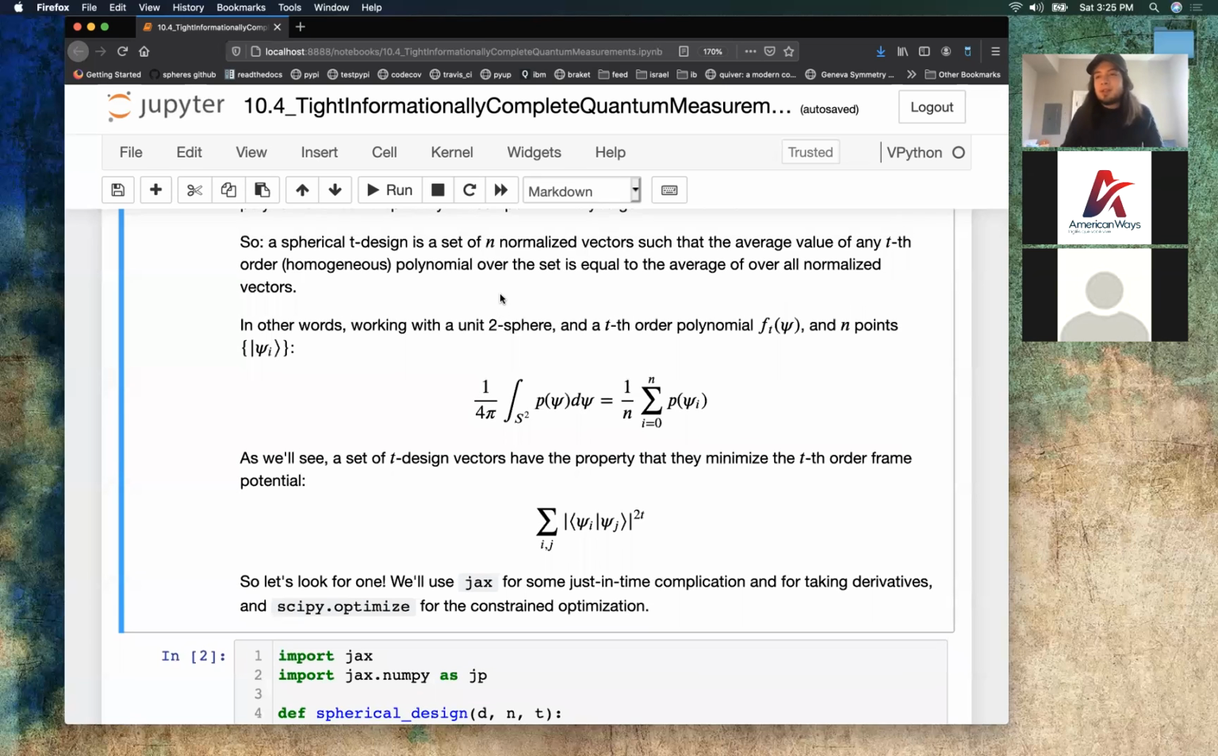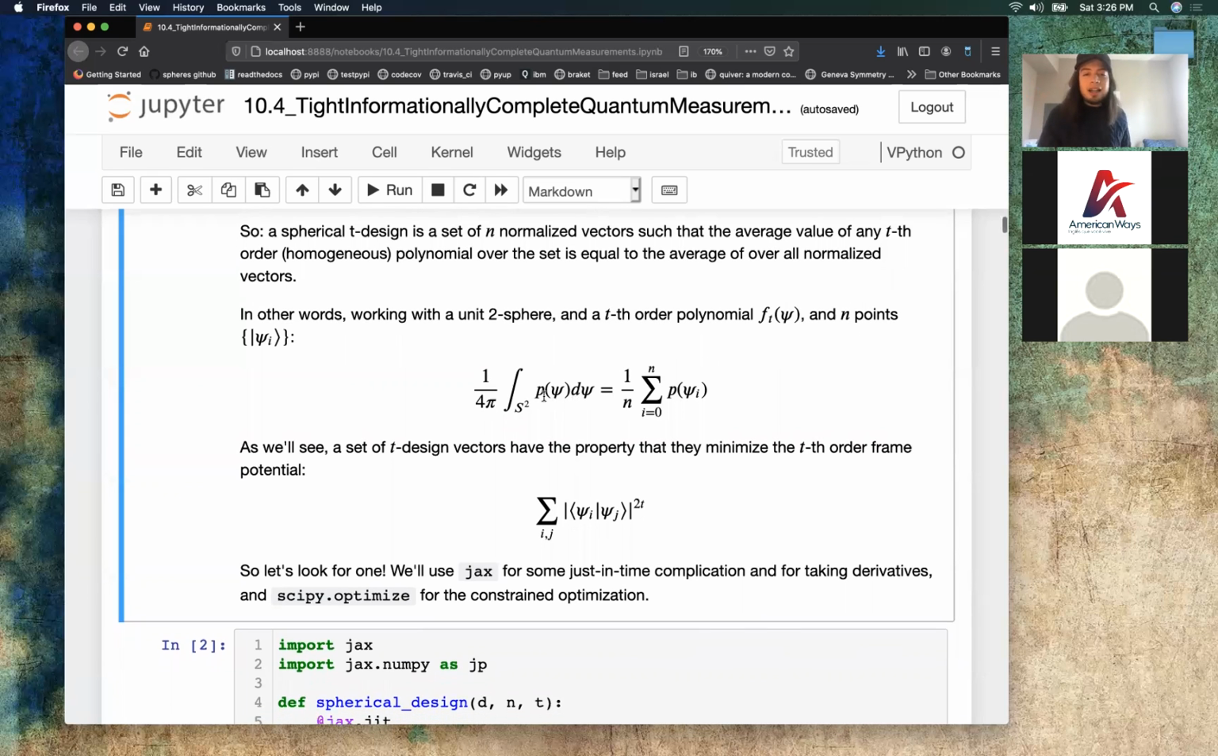So for example, if you were integrating a function over the two sphere, just the normal everyday sphere in 3 dimensions, and you had some Tth order polynomial, call it f of t, and you have n points in your design, then you'll find that the integral of the polynomial over the sphere, weighted by the surface area, the average value, is equal to the polynomial evaluated at these special design points over the number of design points. So an average again.